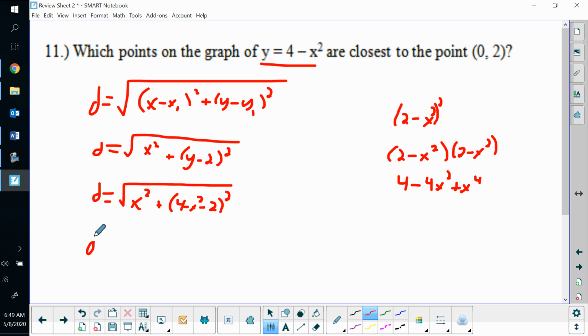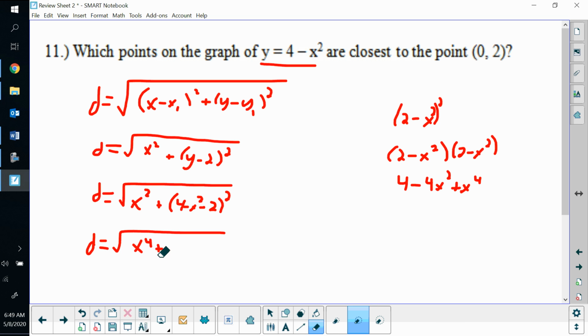So d is really equal to, and I'm going to take that and combine it with the x squared that's already there. So we have x to the fourth minus 3x squared plus 4.